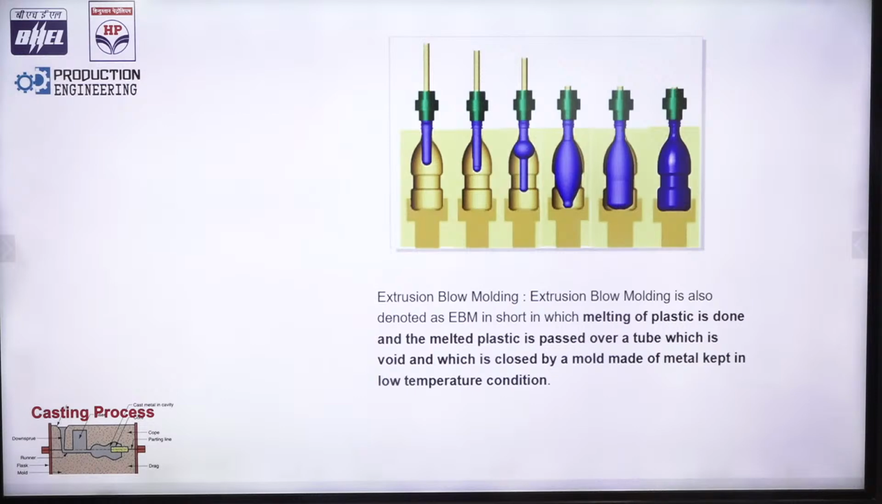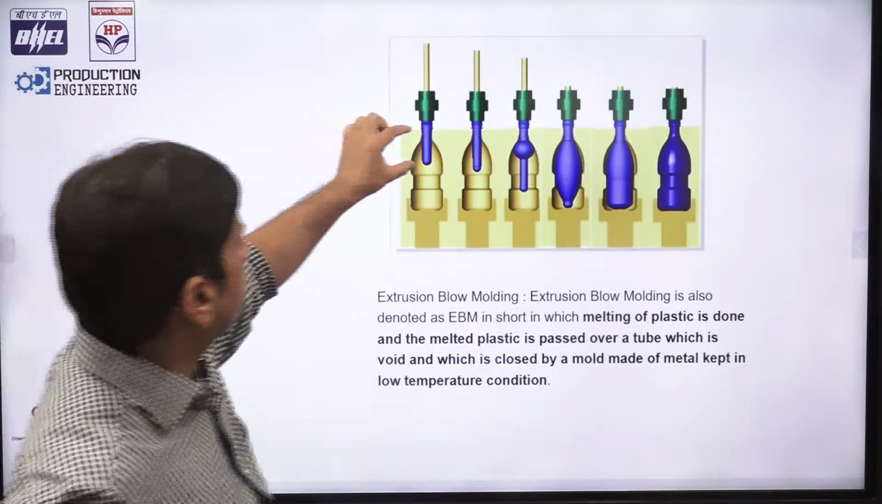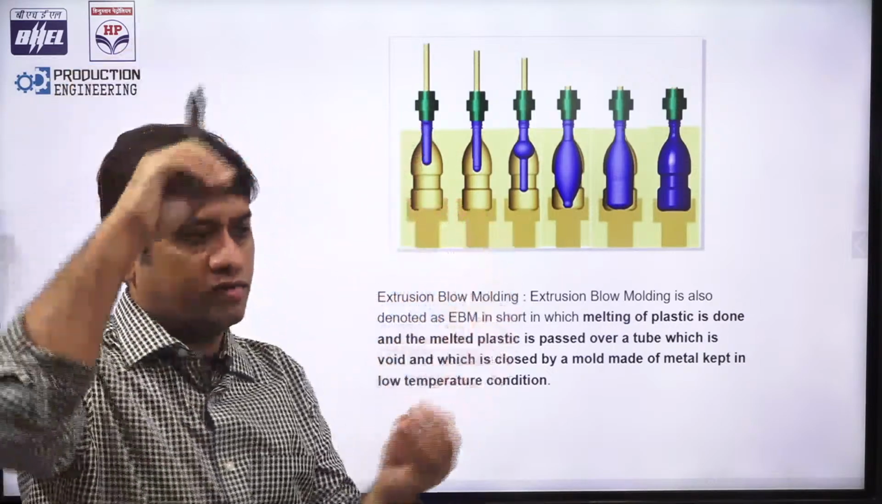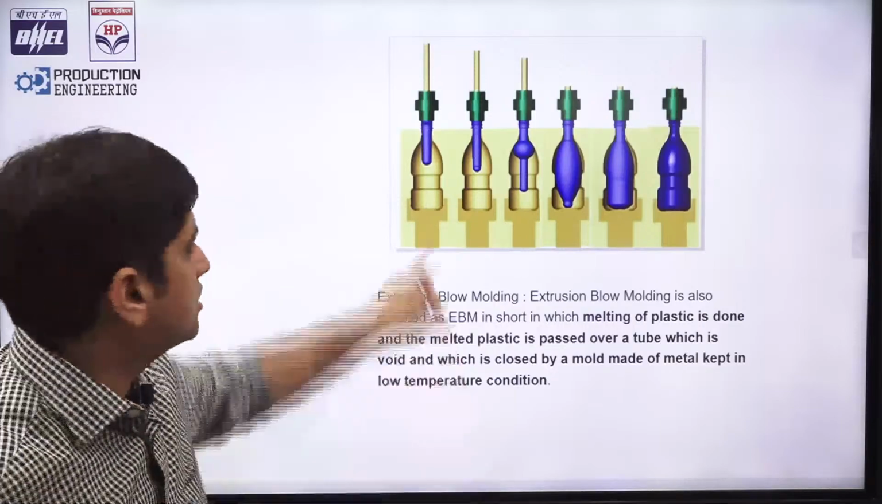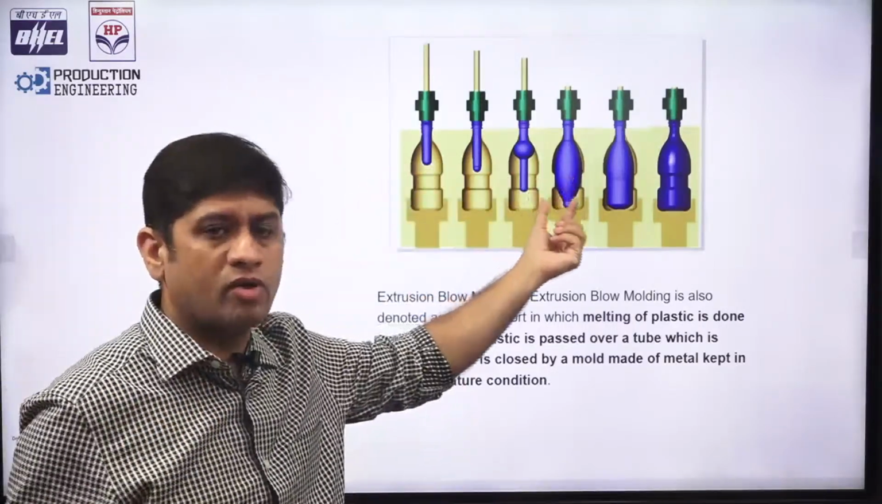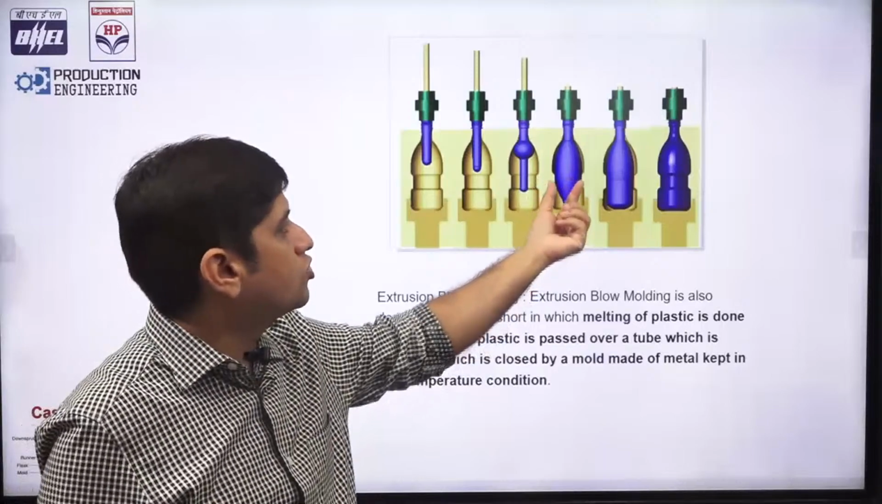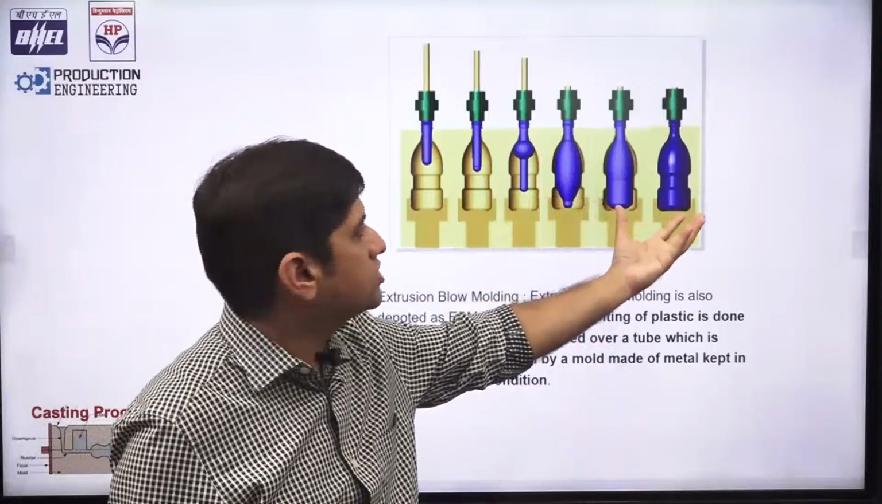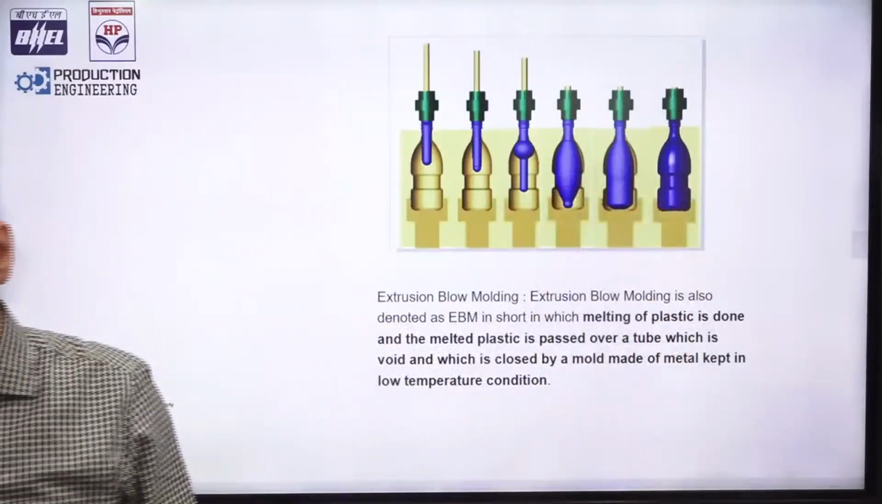Melting of the plastic is done, and then the melted plastic is passed over a tube, which is basically a void, and then it is closed and a mold is made. Compressed air is made to flow. This is the plastic, and this is the kind of pattern. Air is blown inside the plastic, like a balloon: when you want to inflate a balloon, you pass compressed air through it, and it blows to one particular shape, and that shape is the final plastic bottle shape.